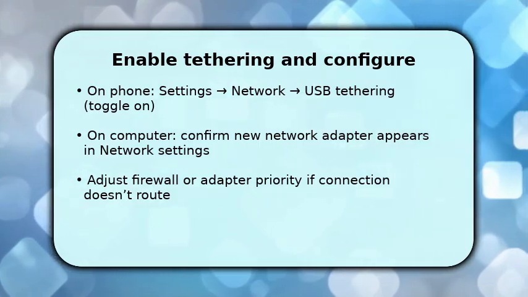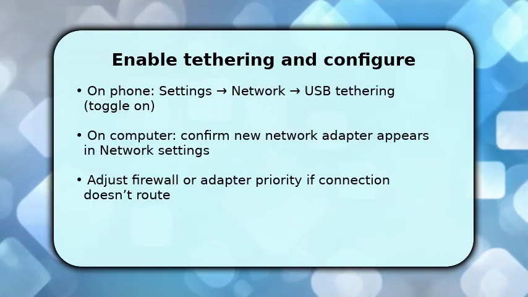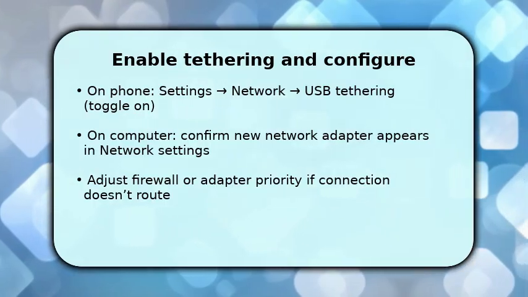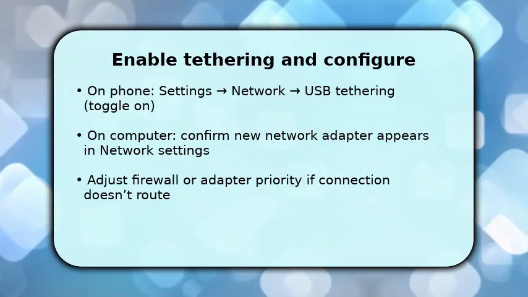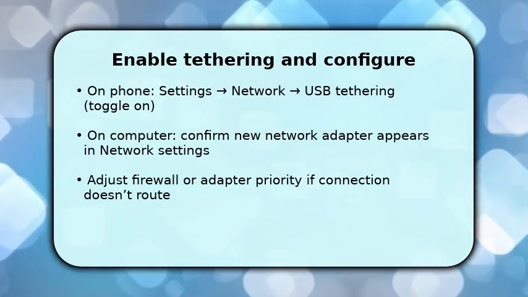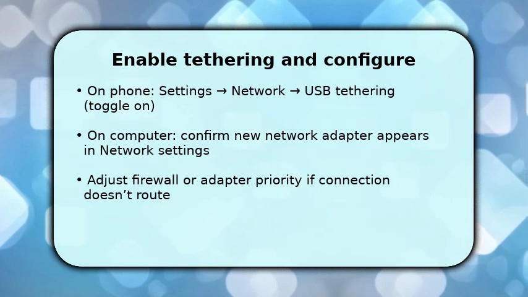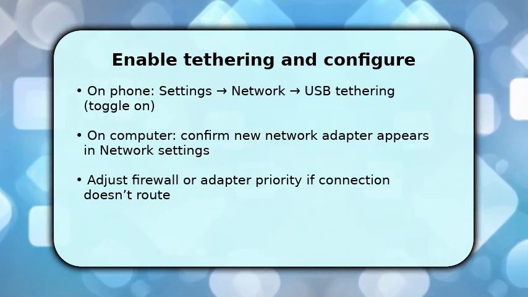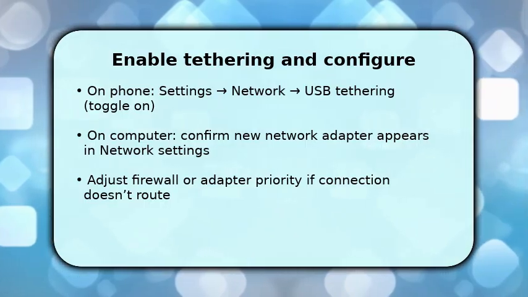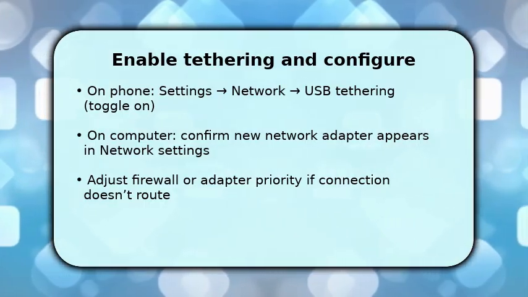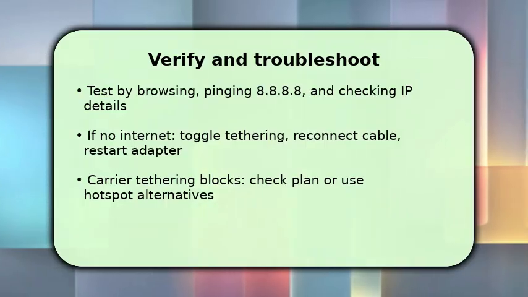If the computer doesn't obtain an IP, use DHCP renew or manually assign an IP in the same subnet. Make sure firewall rules allow outbound traffic, and verify DNS settings if pages won't resolve. You finish by confirming internet access. Open a website and run a quick ping to 8.8.8.8 to separate DNS from connectivity problems.